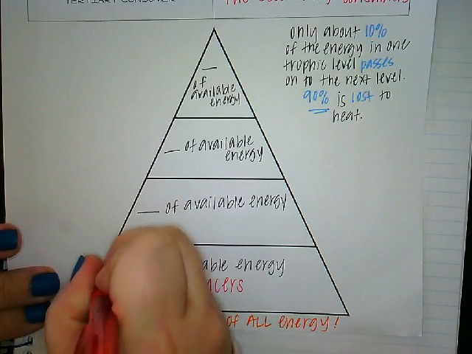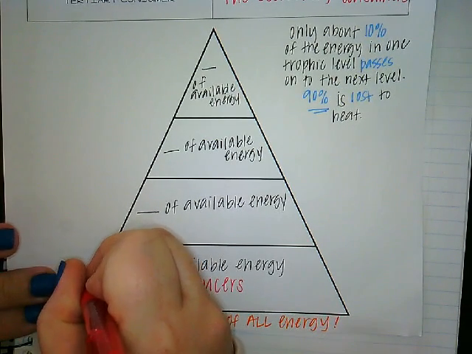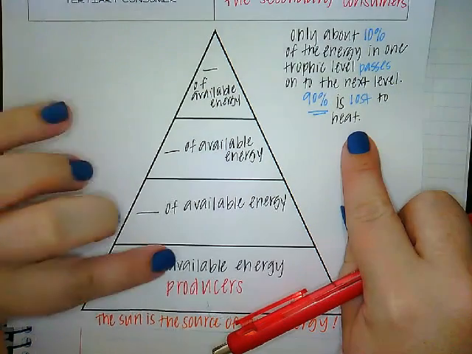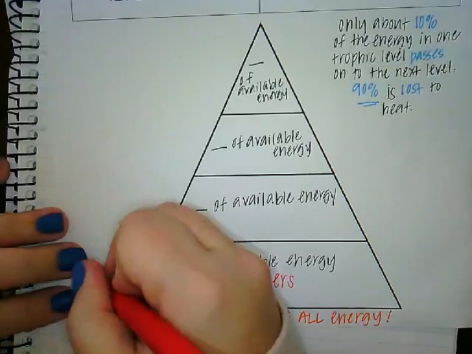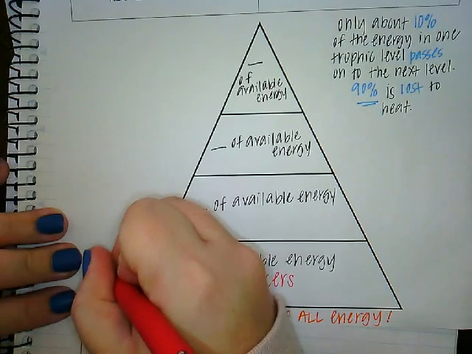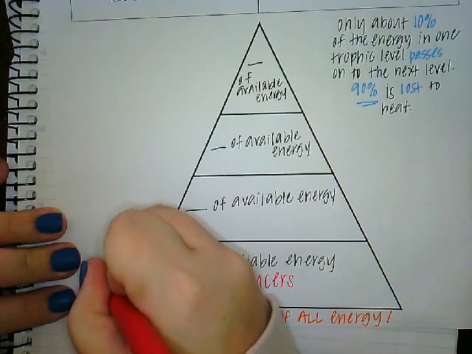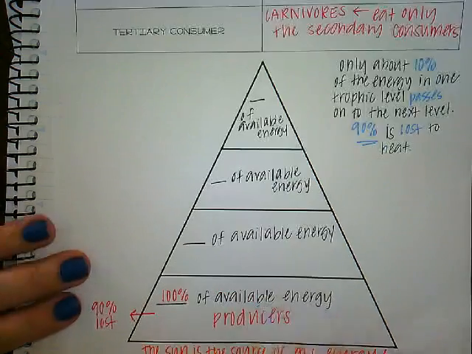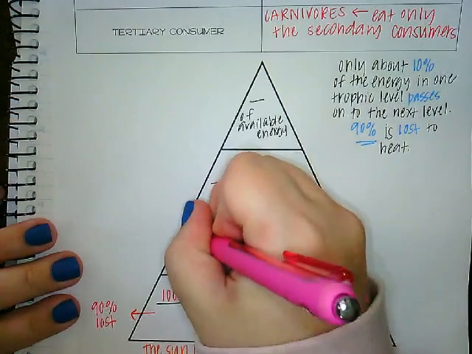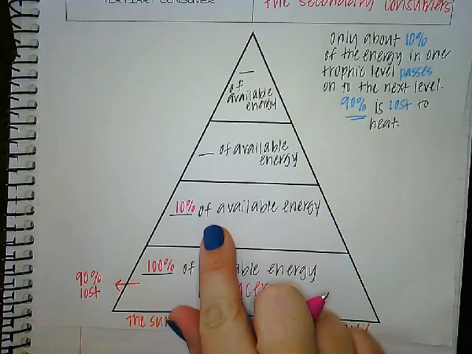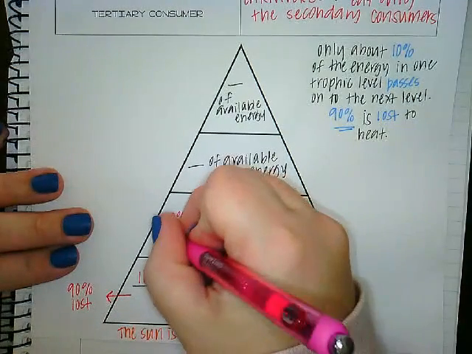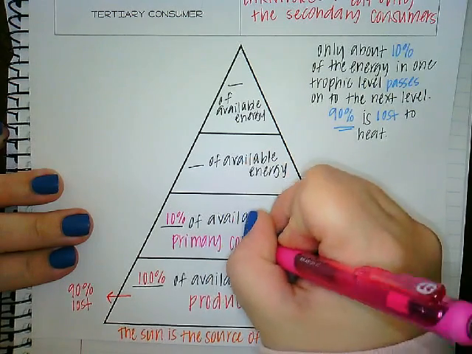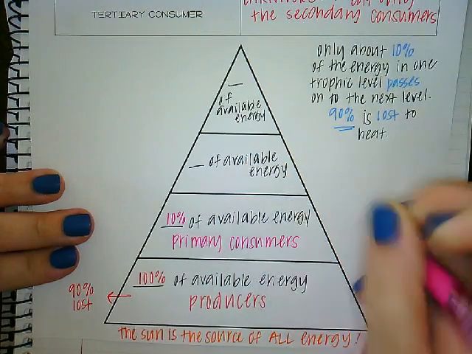Okay, but the problem comes in when they get eaten. So we know, because we wrote it right here, that about 10% of the energy in one trophic level passes on. 90% is lost in heat. So I'm going to write over here 90% lost. So if you lose 90% of 100, you're going to end up with 10%. Okay, 10% of available energy is in this box. And this is where your primary consumers are represented. Primary consumers.